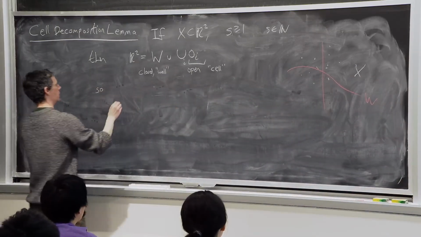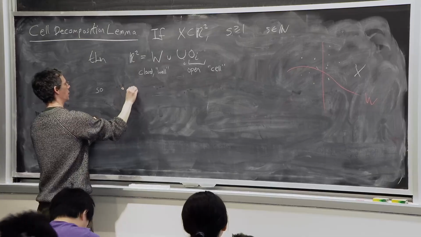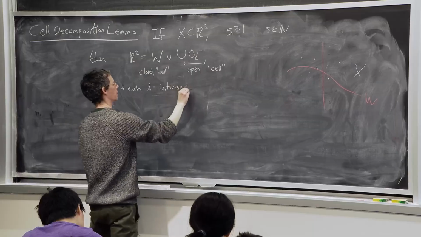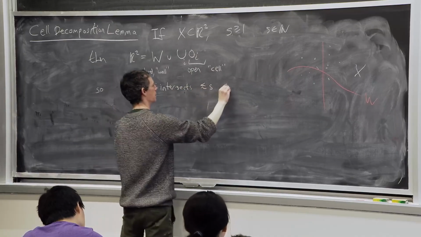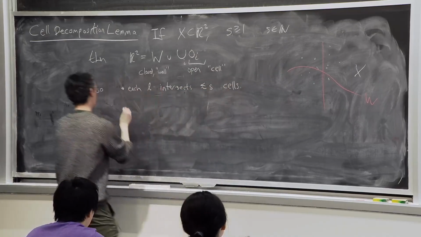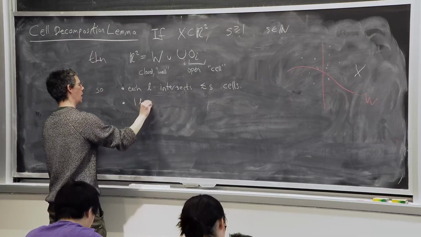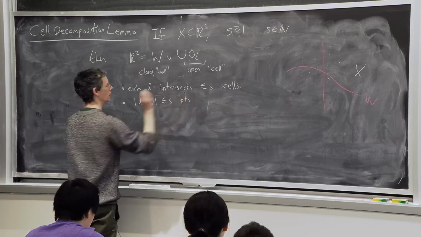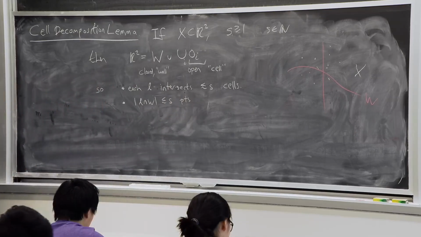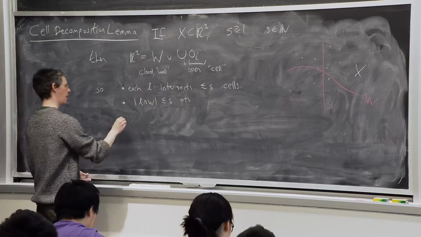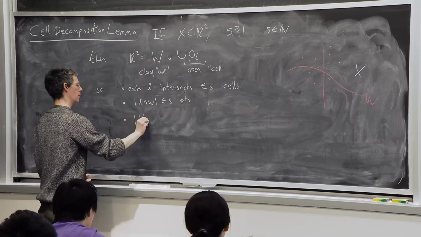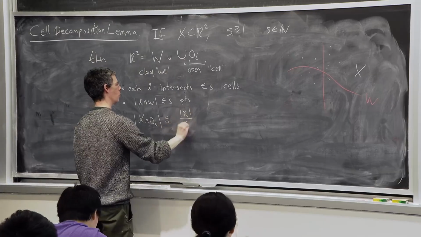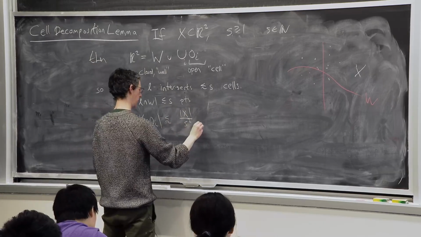OK, so it has some properties. Number 1, each line intersects at most around S cells. And also, the line can intersect the wall, but in at most around S points. And then each cell in the cell decomposition has at most |X| over S squared points.